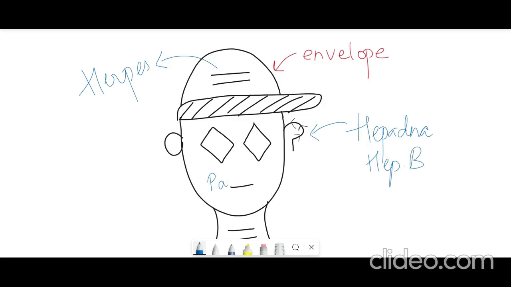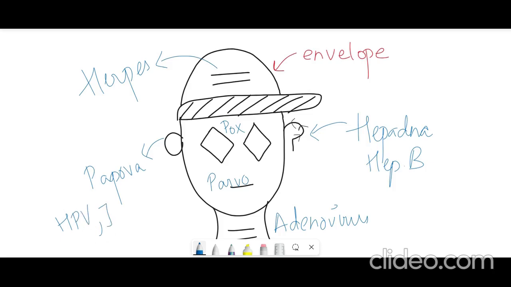The mouth is going to be our parvovirus. The eyes are going to be pox virus. The throat is going to be adenovirus. And the other ear, what is that going to be? The other ear is going to be our papovavirus, which consists of papilloma and polyoma virus. What are the three viruses? HPV, JC virus, that is junky cerebellum, and BK, that is bad kidney.